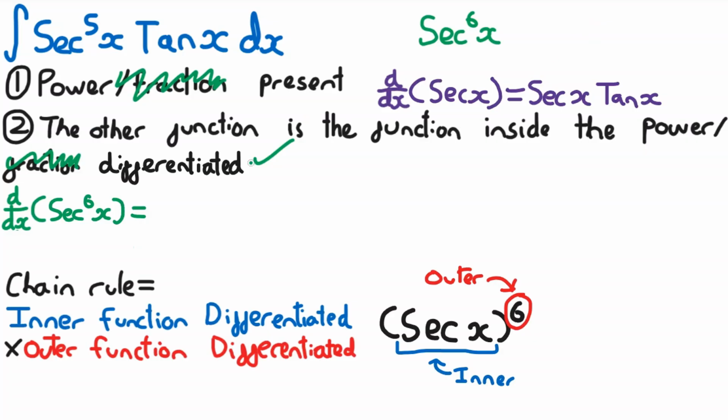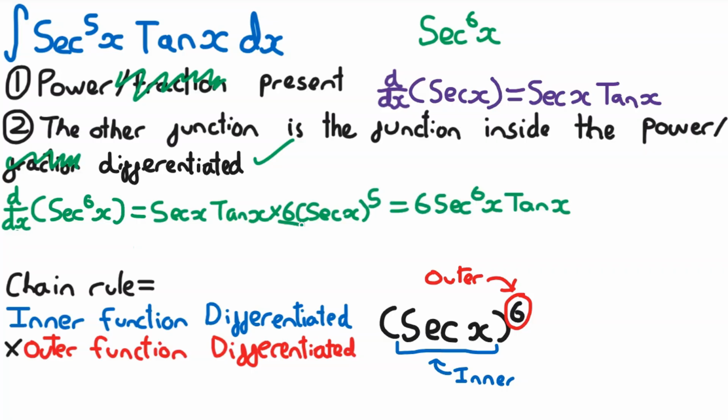So if we differentiate this, the inner function differentiated is going to be this sec x differentiated, and as I've already mentioned up here, this is going to be sec x tan of x, and then we're going to multiply this by the outer function differentiated, which is this power of 6 differentiated. So this power of 6 is going to come down as the coefficient. Remember, we keep the sec x as it is, and instead of the power of 6, now it's going to be to the power of 5.